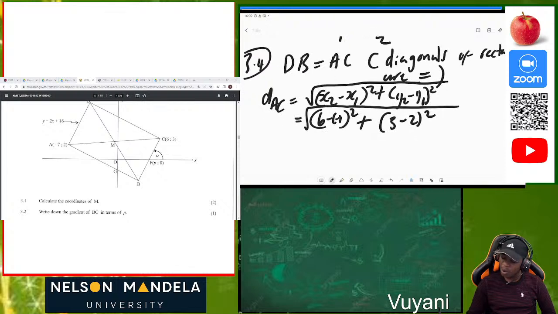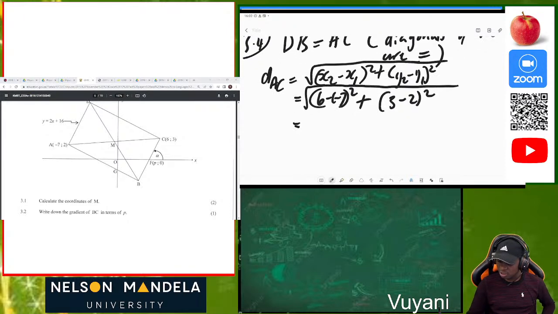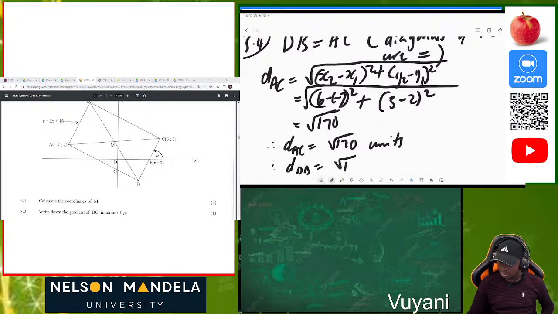Then after that, don't worry yourself. This is only 3 marks. Don't worry yourself trying to solve things. The moment you are at this step, use your calculator from the get-go, and you're going to get the square root of 170. Therefore, the length of AC is equal to the square root of 170 units. Then we can also conclude that the distance of DB is equal to the square root of 170 units.